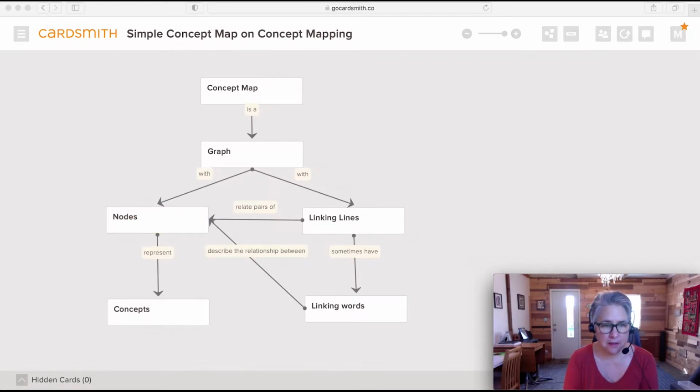Now, in Cardsmith, this works really, really easily. You can create these maps very quickly. You can move these cards around. A card is used for our node. The links or connectors are used to form the linking lines, and you can edit the labels of those links or connectors to fill in your linking words. Not every linking line has to have linking words. If you already understand the relationship, you don't need to put those in, and we'll see some more of that as we further our example here.